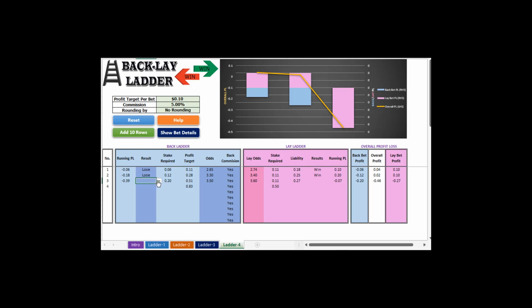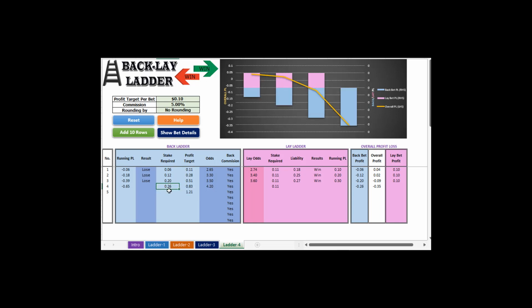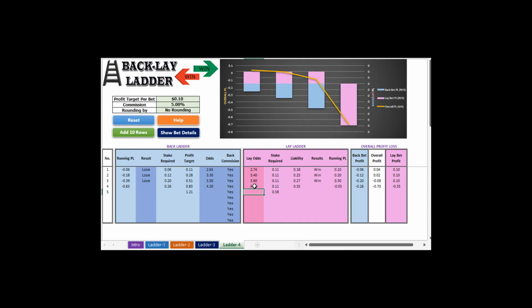So once again we lose our back bet, and you can see now our overall profit is actually into the minuses. If we go over here, we can see the overall profit is minus 9p. Okay, we've had 3 losses in a row, so we're going well. Getting into a little bit higher price favourite, and once again we need to put 26p on it, and the lay bet is still at 11p because that lay keeps on winning. So there's no recovery, that's why it's at 11 all the way.